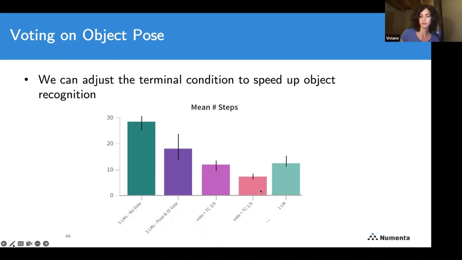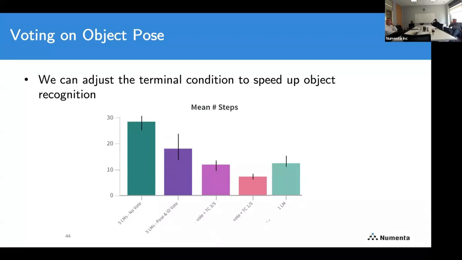Because it gets more information. It gets the sensory input like the one learning module, but it also gets the voting input, which it can use to narrow down the possible objects and poses faster. No, I get that. I'm trying to decide between one learning module on its own versus 5 learning modules without any voting. How come there's such a big difference between them?